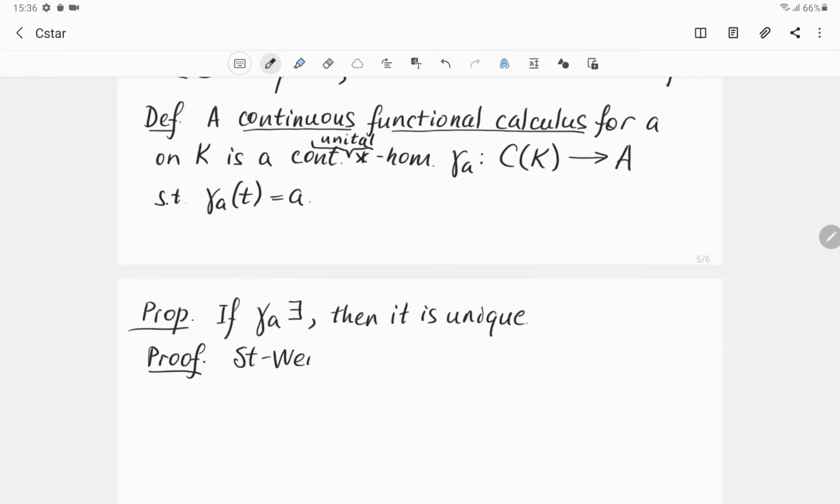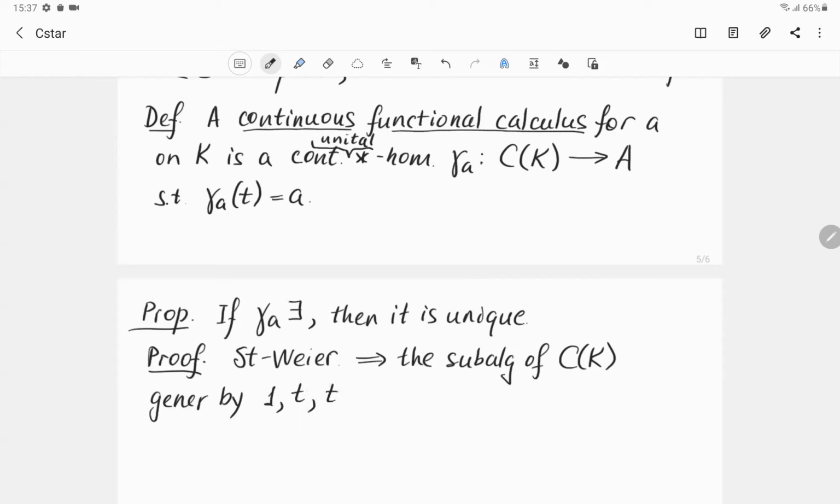Indeed, the Stone-Weierstrass theorem readily implies that the subalgebra of C of K generated by the function that is identically 1, by the function t, and by the function t bar, is dense in C of K, because it's a unital star subalgebra which separates the points. And that's it, because we know that gamma takes t to A, but gamma is a star homomorphism, so it takes t bar to A star, and so it is uniquely determined by the assumption that gamma of t equals A.